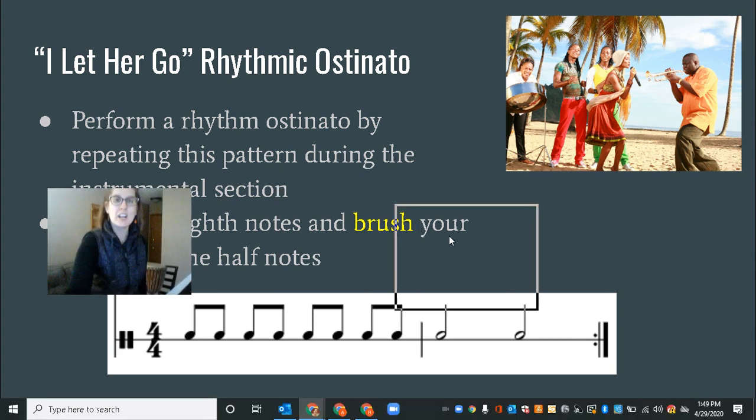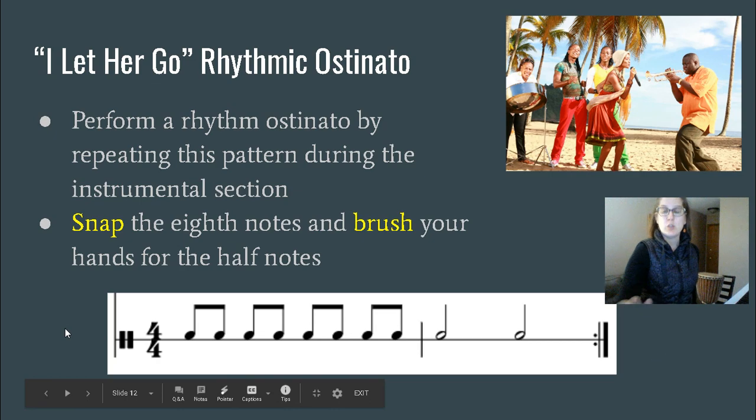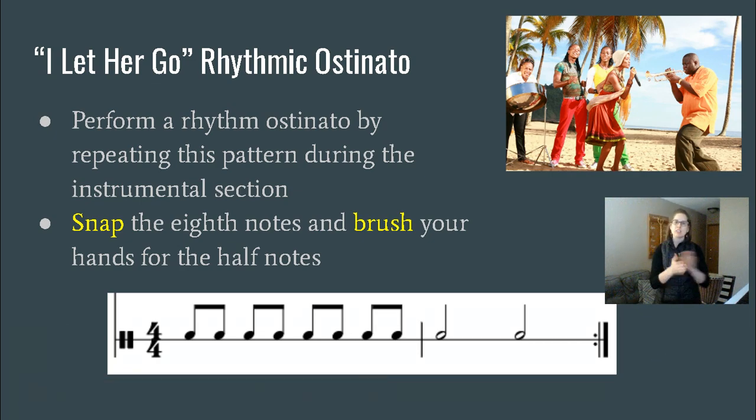And our ostinato is going to be played during the instrumental part, which means we're going to sing, and then when the piano plays by itself, we're actually going to clap this ostinato. This ostinato has eighth notes and half notes in it, and it sounds like this. T, T, T, T, T, T, T, T, toe-wee, toe-wee. And it's going to repeat over and over again because that makes it an ostinato.